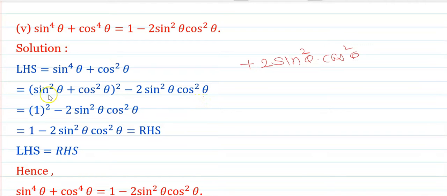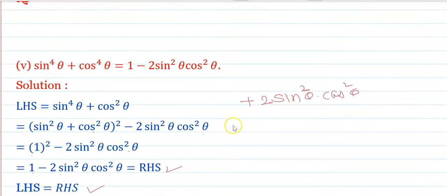And therefore, but what is the value of sin square theta plus cos square theta? That is 1 square minus 2 sin square theta into cos square theta, and hence 1 minus 2 sin square theta into cos square theta. This is nothing but the RHS, and hence LHS is equals to RHS.